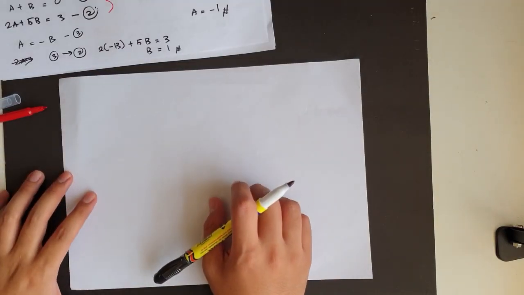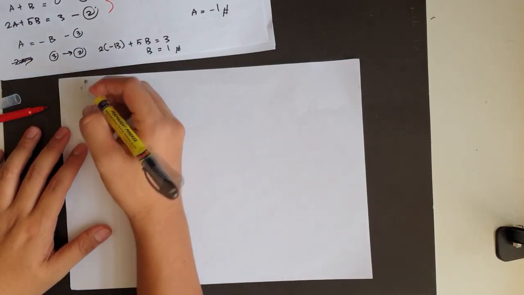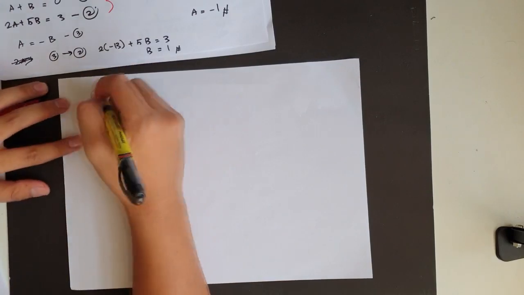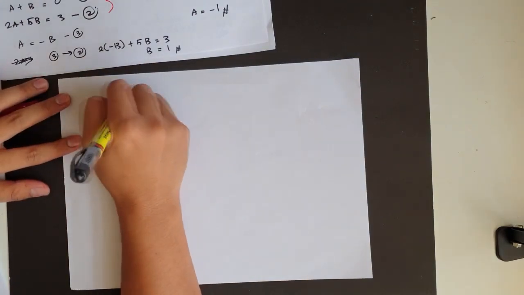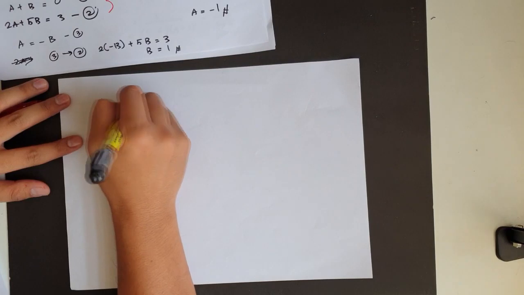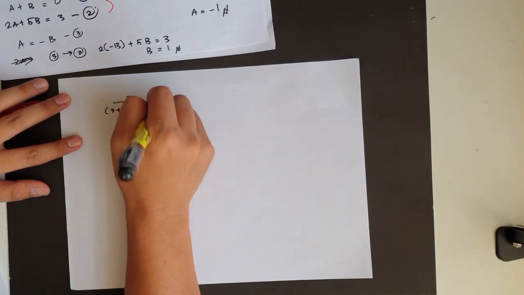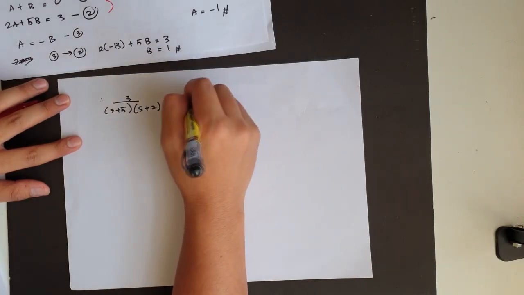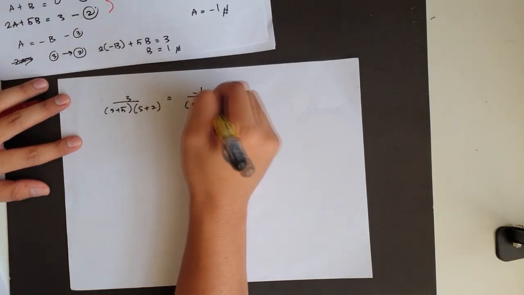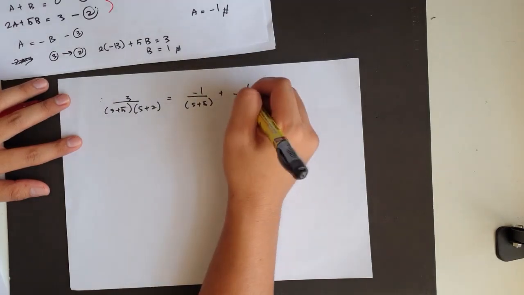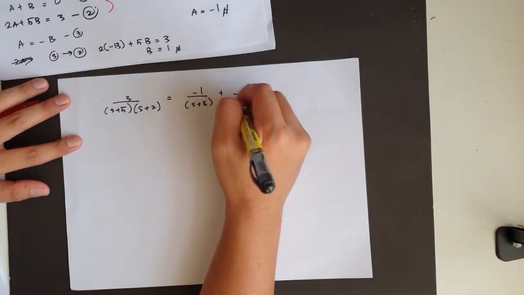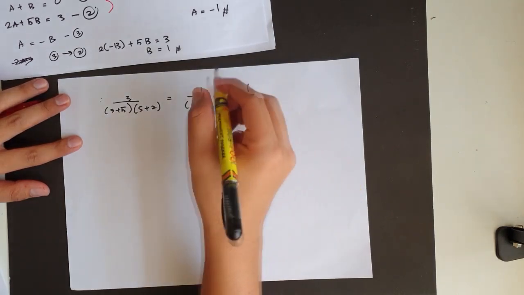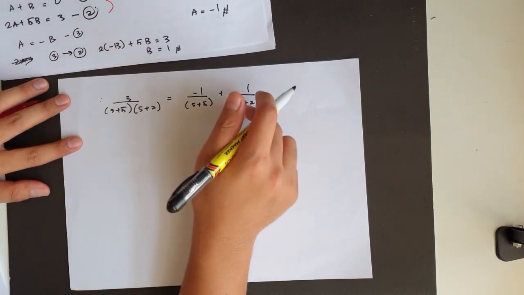Okay, so we replace back into the first equation. Thus 3 over s plus 5 and s plus 2, the value of A is negative 1, so negative 1 over s plus 5 plus 1 over s plus 2. Okay, so we got this value.